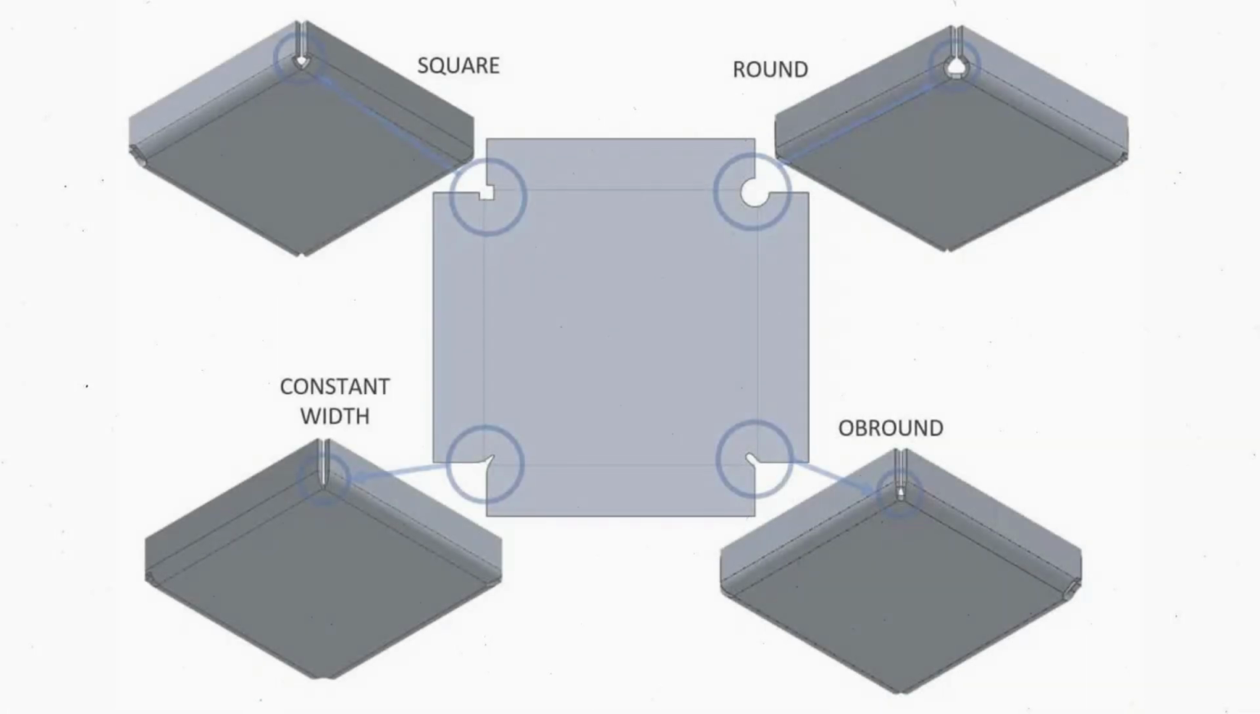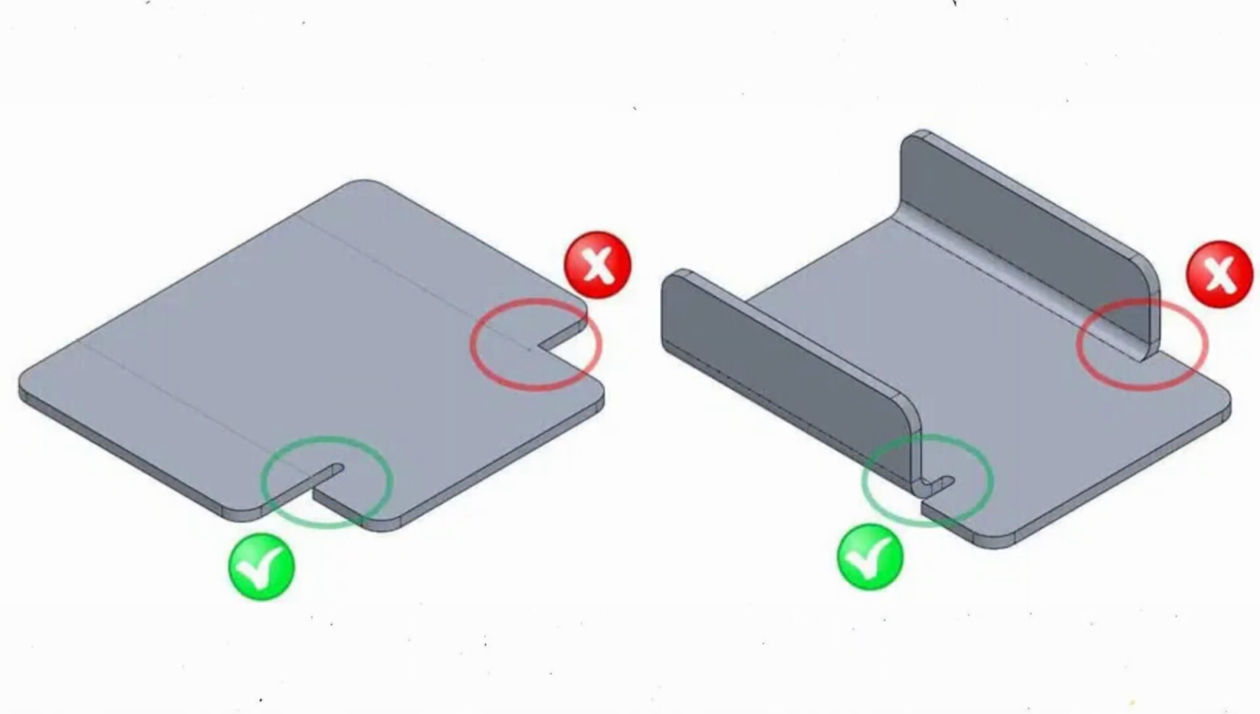So basically corner relief is a cut or gap added at the internal corners like this here, and it prevents material from tearing or bulging, and it allows the sheet to flatten properly. Also, it makes sure to smooth bend your sheet.